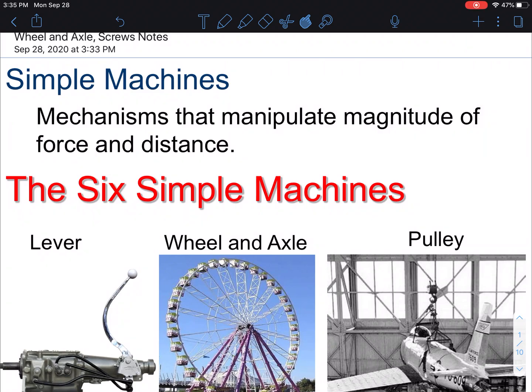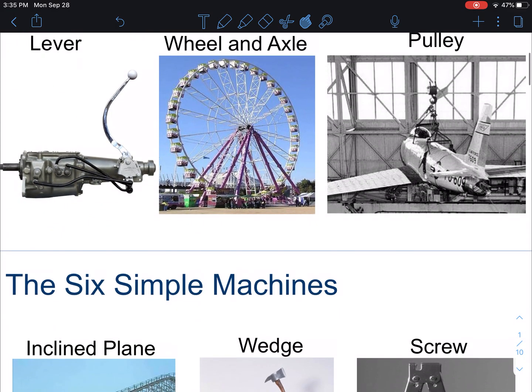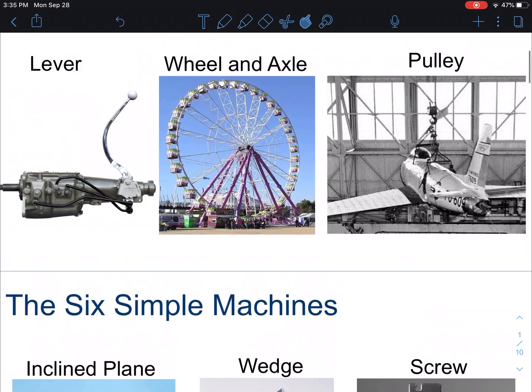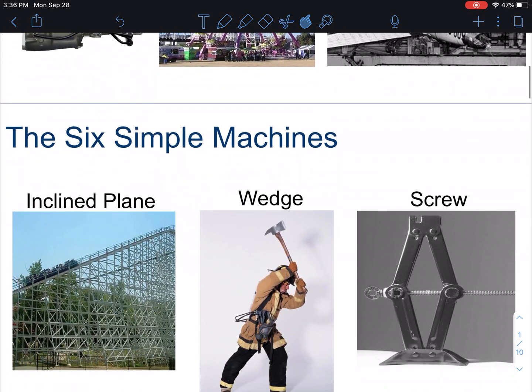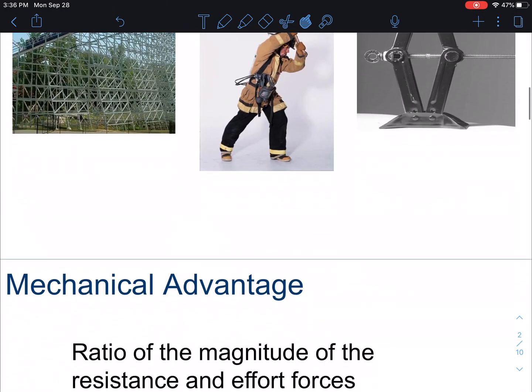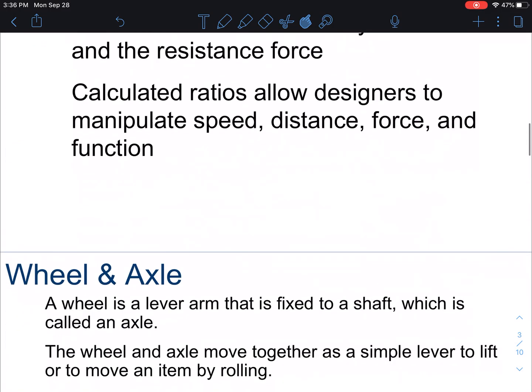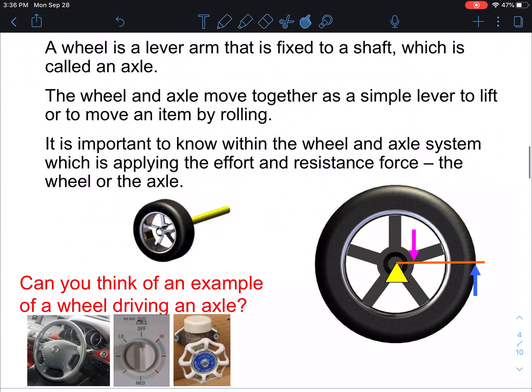All right, guys, let's take a look at your notes on the 6 simple machines. These are your 6 simple machines right here: the lever, wheel and axle, pulley, inclined plane, wedge, and screw. Okay, and I'm just going to skip down here because the main notes on this one are talking about the wheel and axle and the screw.